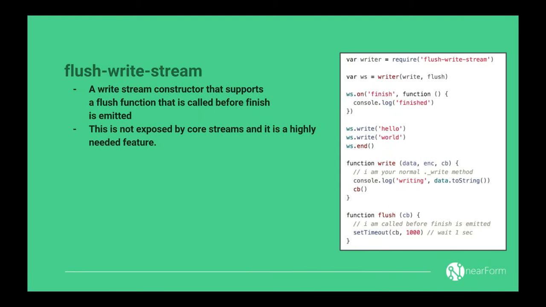The last one is flush-write-stream. Flush-write-stream is the same concept as from-two and through-two, but for writable streams. So you can specify a single function called write here, the writer function. That's where the data is written. And you can also specify a flush function here, which is called when finish is emitted.